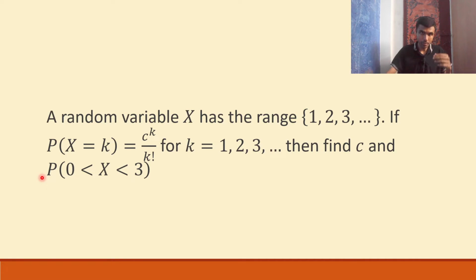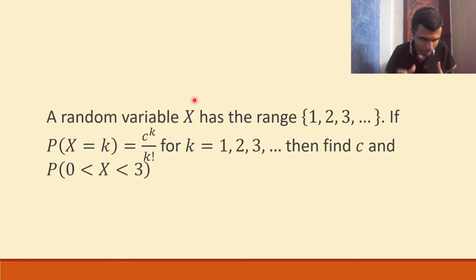Now let us see how to solve this given question. Here, a random variable capital X has the range 1, 2, 3. That means capital X can be 1, 2, 3 and so on. And the probability that capital X is k is c^k by k factorial, for k = 1, 2, 3. So we have to find out c as well as the probability of 0 < X < 3. Let's go step by step.